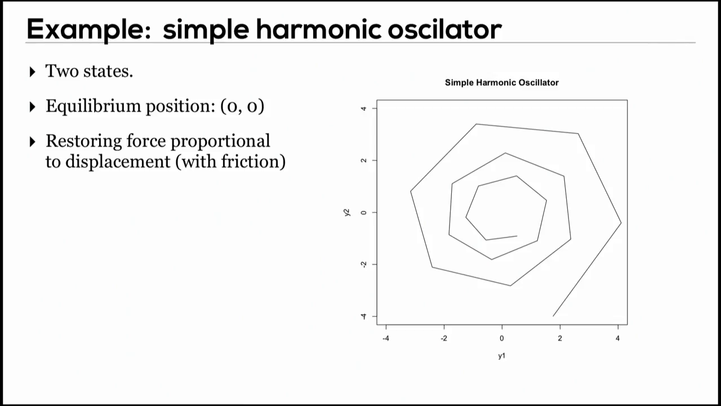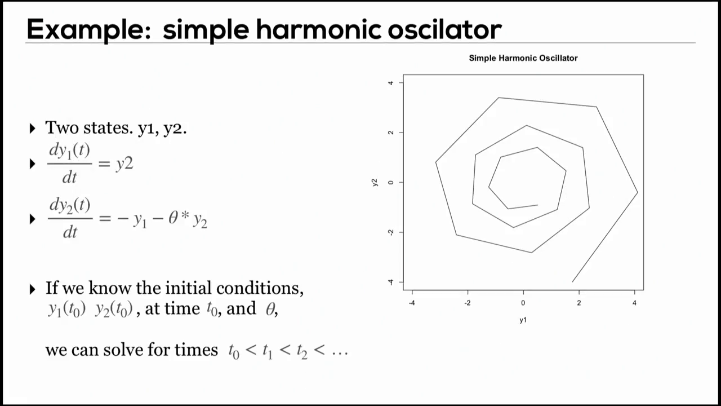So the example we're going to use is a simple harmonic oscillator. It has two states. There's an equilibrium position at 0, 0. And there's a restoring force proportional to the displacement. This thing starts at 1, 0, which is here, and it's going to want to move towards 0, so it'll follow this trajectory around over time. The differential equations here are: the derivative with respect to time for the first component is y2, and the derivative for the second component is minus y1, the distance away from 0, 0, minus theta times y2, where theta is some constant value.